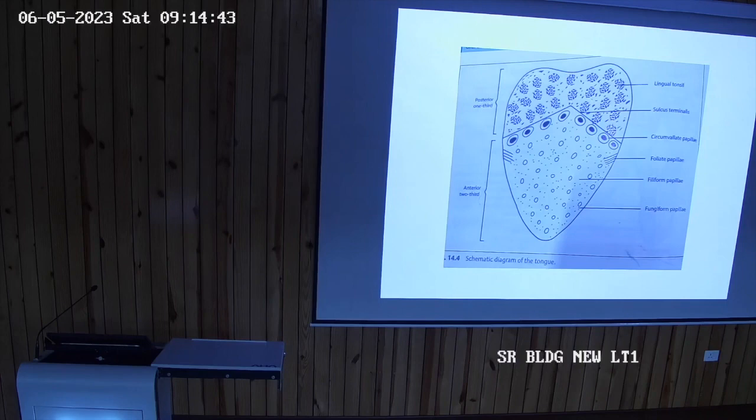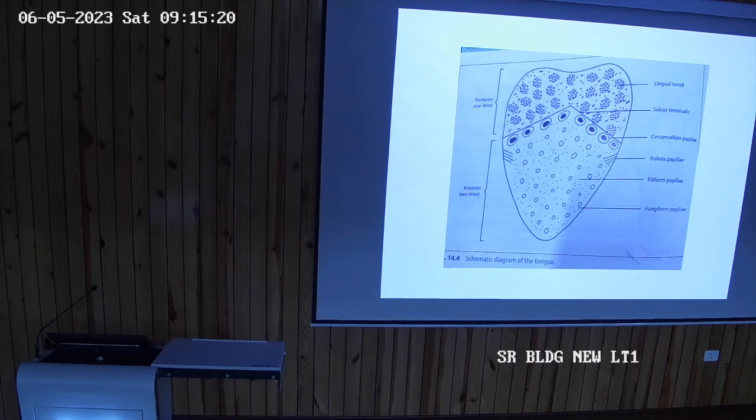If we see the diagram, you can see that it is divided into two parts by the V-shaped line. This V-shaped line is called sulcus terminalis. So sulcus terminalis divides the dorsal surface of the tongue into two parts, anterior 2/3 part and posterior 1/3 part. In the anterior 2/3 part, a large number of papillae are present, while in the posterior 1/3 part, you will find just lymphoid tissue, and these are called lingual tonsils.